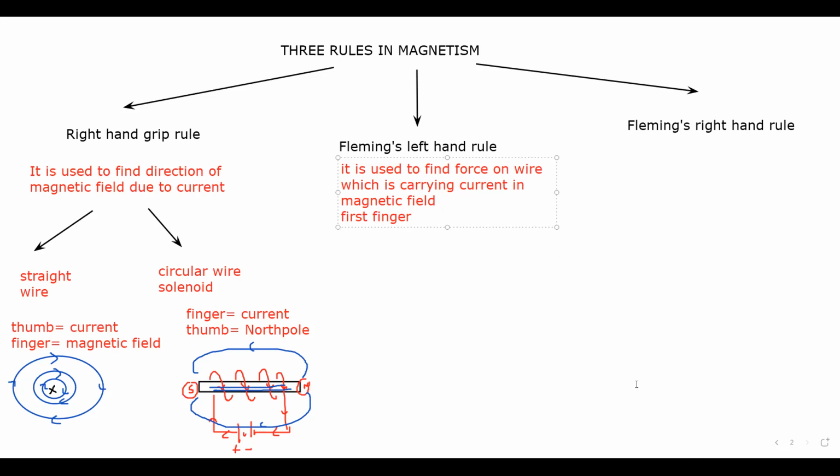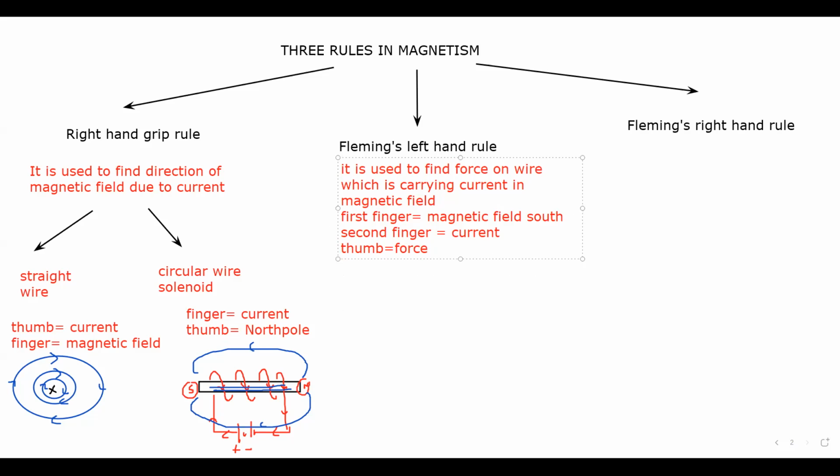And for Fleming's left hand rule, the first finger represents the magnetic field, north to south. The second finger, you have to learn these rules, represents the direction of the current, and the thumb will represent the force.